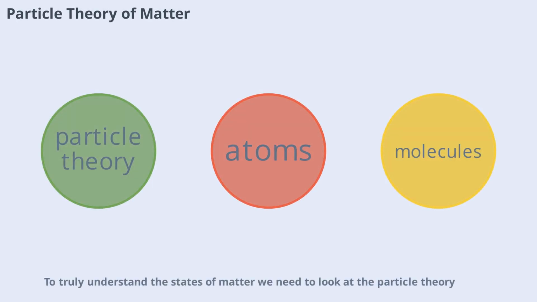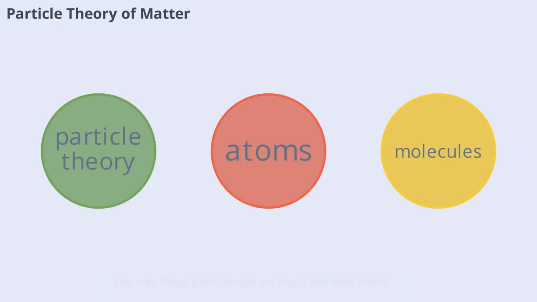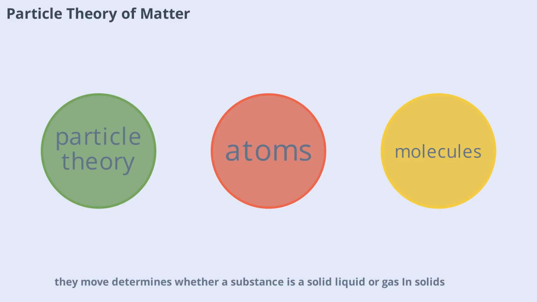To truly understand the states of matter, we need to look at the particle theory. This theory says that all matter is made up of tiny particles, atoms, and molecules that are always moving. The way these particles are arranged and how much they move determines whether a substance is a solid, liquid, or gas. In solids, particles vibrate in place. In liquids, they slide past each other. And in gases, they move freely. This simple idea explains a lot about why matter behaves the way it does.